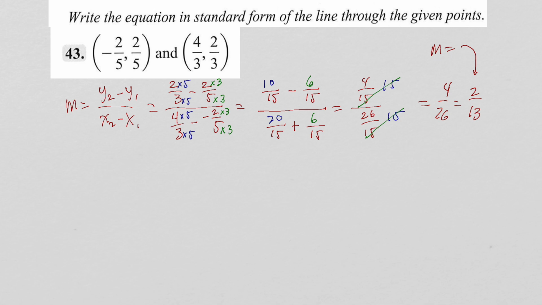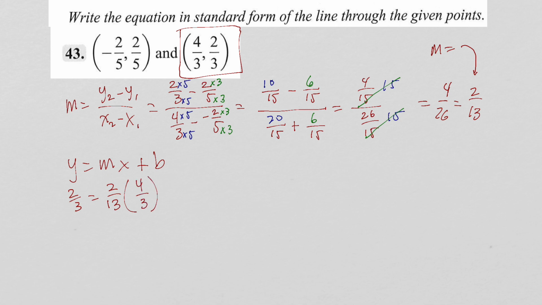So now I'll go back to y equals mx plus b. I'm going to pick a point, either one. Y is 2/3, which is equal to m, which we just figured out is 2 over 13, times x, which is 4/3, plus b. Now, let's see what we got here. 2 over 3 is equal to 2 times 4, which is 8 over 39.